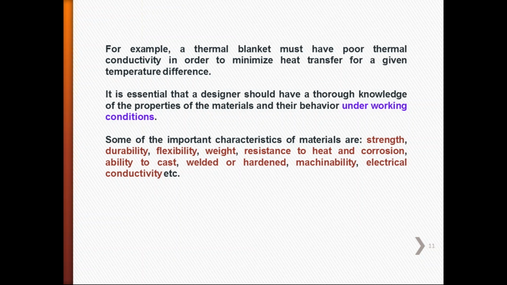Now, for example, in the context of material selection, a thermal blanket must have poor thermal conductivity in order to minimize heat transfer for a given temperature difference. Thermal conductivity should be poor. That means if we consider thermal conductivity as one of our attributes, it should be lower is better. Okay, as less as possible.